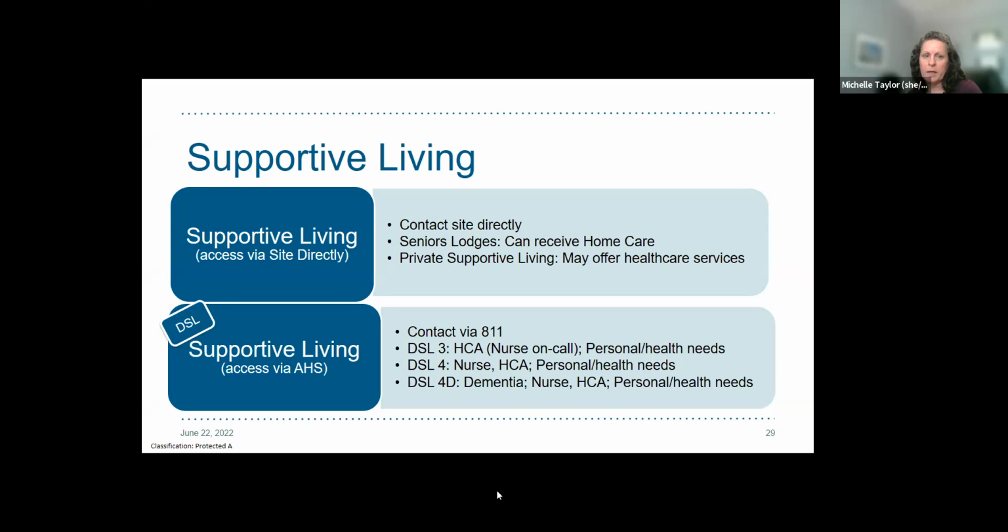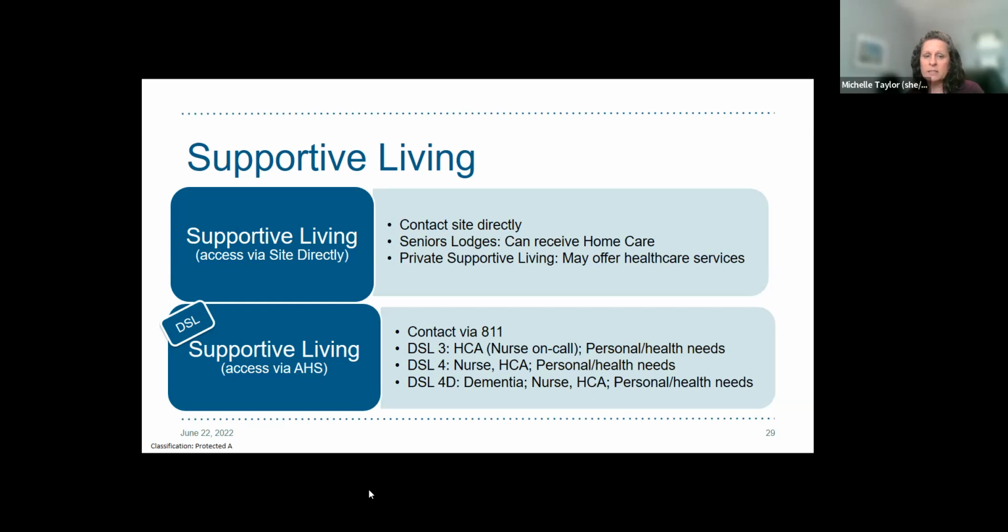For the bottom part of the screen, supportive living accessed through Alberta Health Services is also referred to as designated supportive living. This is where residents who need a higher level of care, support, and monitoring reside. The supportive living beds are publicly funded, and there are different levels of care for residents who have different care needs. We're featuring DSL 3, 4, and 4D. Levels 3 and 4 support residents who require assistance with personal and healthcare needs, and level 4D is where clients with dementia requiring a secure setting live. Healthcare aides are on site within all levels of supportive living.